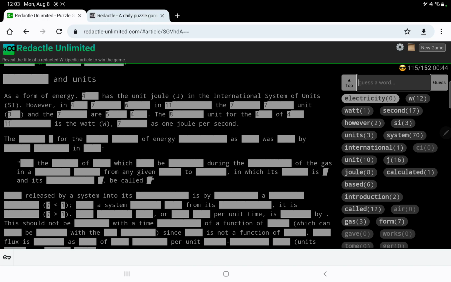As a form of energy, this has the unit joule. However, in something else, it's given a different unit. Is it just in some other countries, or is it in some other context, i.e. not a form of energy?